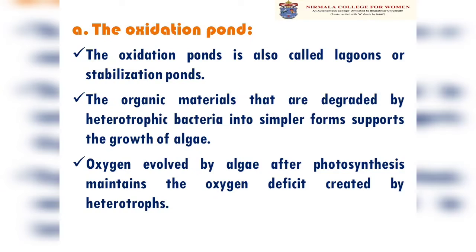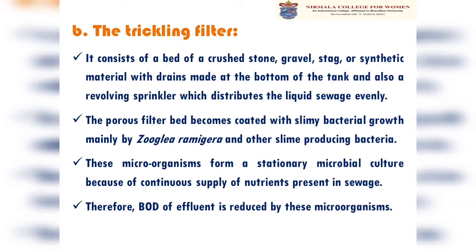The oxidation pond. The oxidation pond is also called lagoons or stabilization ponds. The organic materials that are degraded by heterotrophic bacteria into simpler forms support the growth of algae. Oxygen evolved by algae after photosynthesis maintains the oxygen deficit created by heterotrophs.